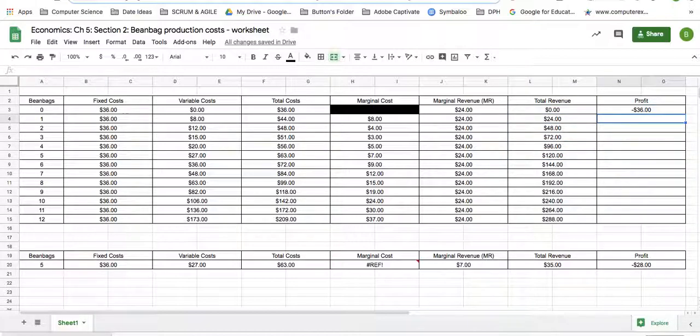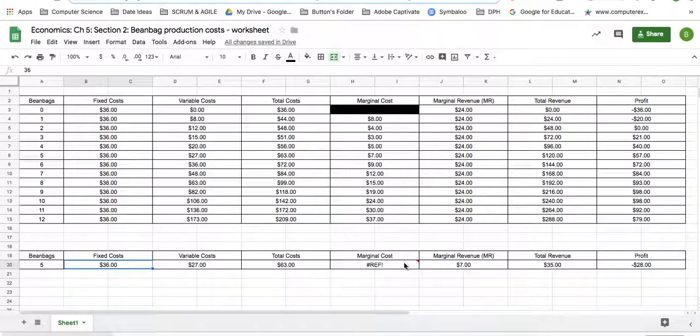Now we need to calculate our profit. And as we did before, we're going to go equals, we're going to click on total revenue minus total cost, and we're still in the negative at $20. Let's duplicate this one down. So when we duplicate it down, we have to sell a minimum of 2 in order for us to break even. On 3, we're able then to make $21. On 4, $40. So this is how you create a production cost chart using a spreadsheet.